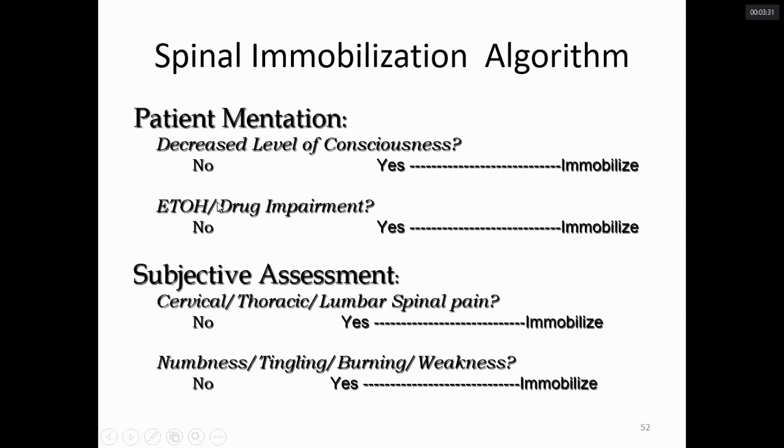This is the algorithm for the spinal cord immobilization method. Does the patient have a decreased level of consciousness? If yes, immobilize. If no, you don't have to. If there is a neurological impairment, then you have to immobilize. These are the things you should ask or should know about when to immobilize the patient.